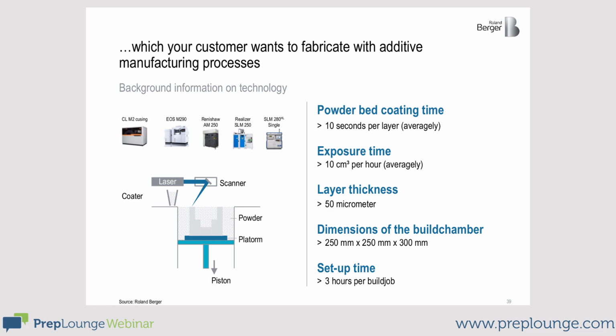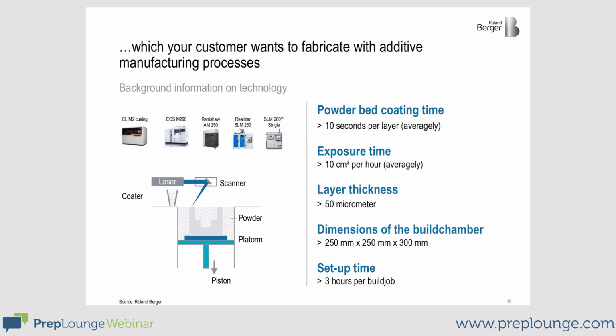On the left side of the slide, you can see a typical 3D printer, such as the Concept Laser M2 Cusing, the EOS M290, Renishaw AM250, Realizer, etc. So there's really a whole variety of machines I can use.